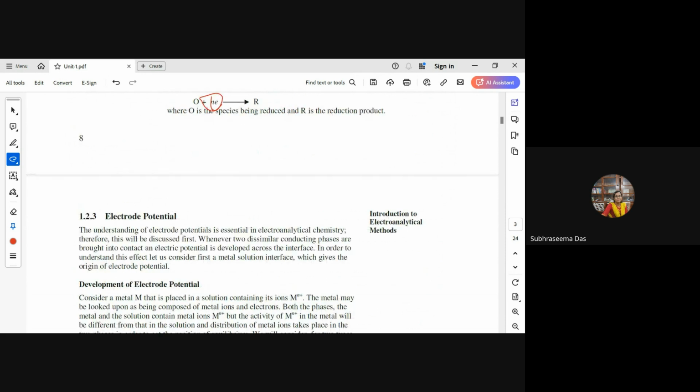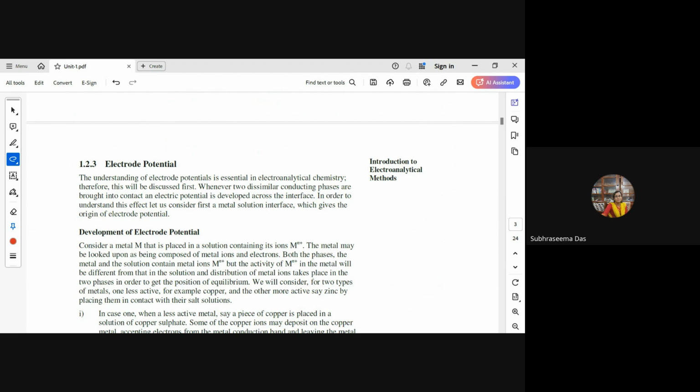Now, we have a very important terminology in electrochemistry, that is called electrode potential. The electrode potential is very crucial to the understanding of electroanalytical chemistry. So before we proceed to the various parts of electroanalytical chemistry, we need to know how an electrode develops a potential. An electrode as such is not associated with any potential.